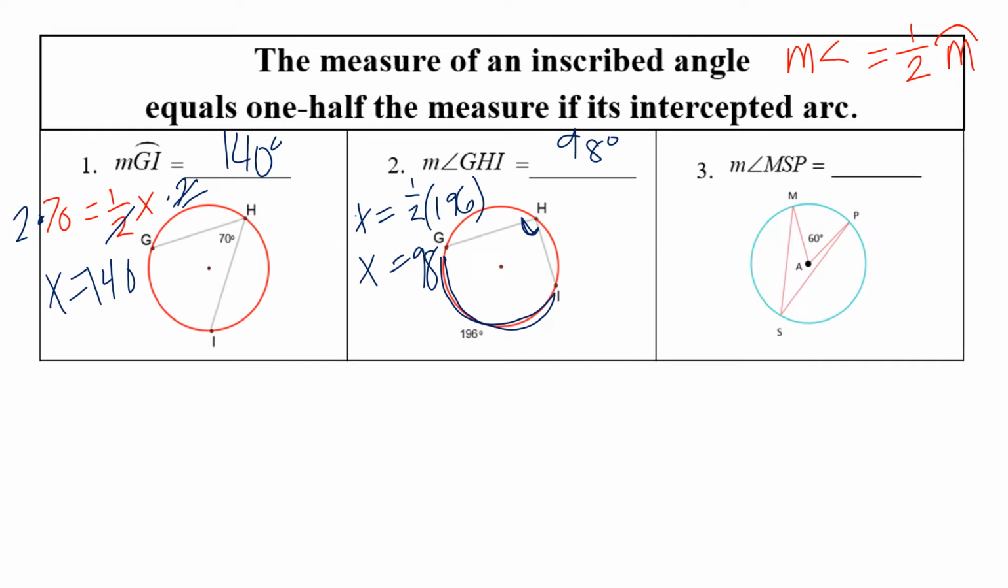Now this we have to use a little bit of prior knowledge. So this is my central angle, 60 degrees. And if my central angle is 60 degrees, that means this arc measure is 60 degrees. So I can still find that angle measure here by doing my formula. So I'd have 1/2 of 60. So that means angle MSP is 30 degrees.